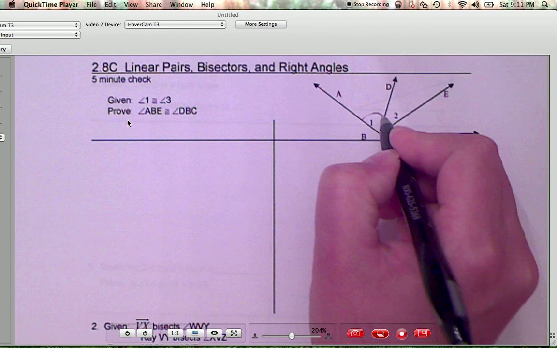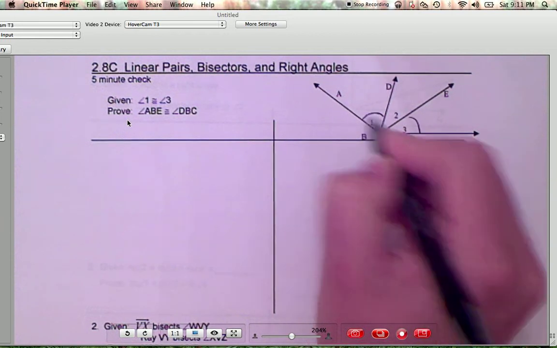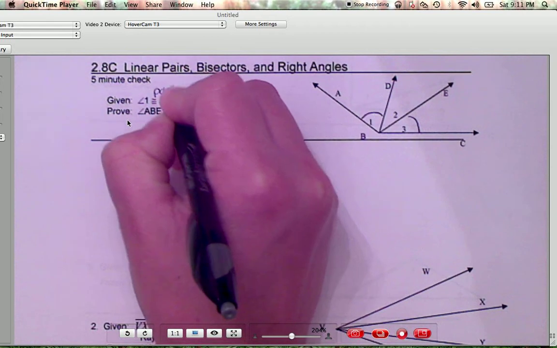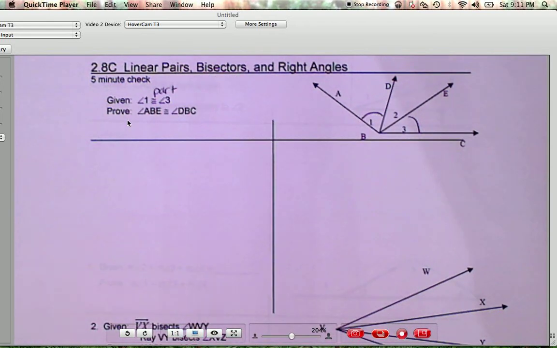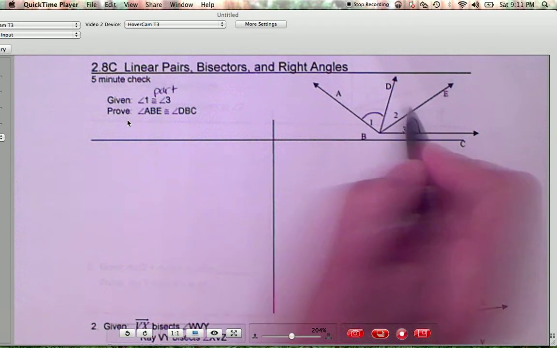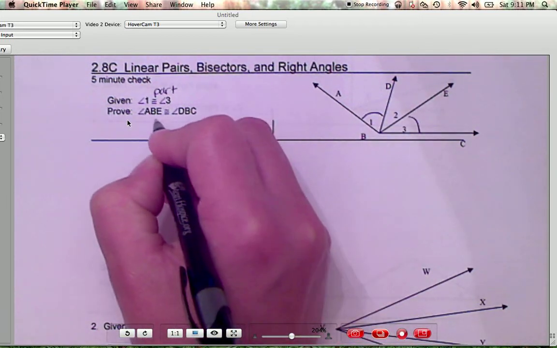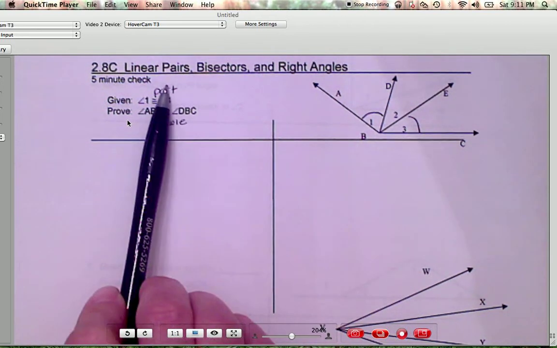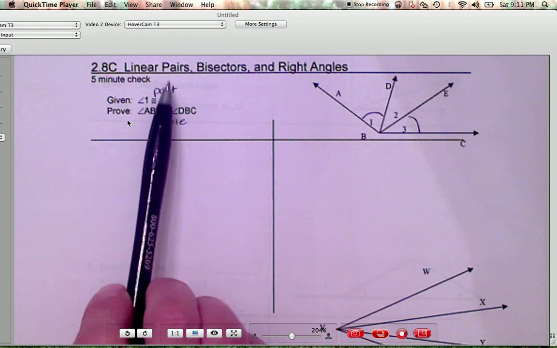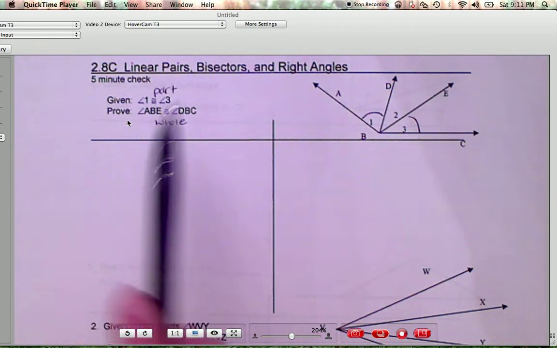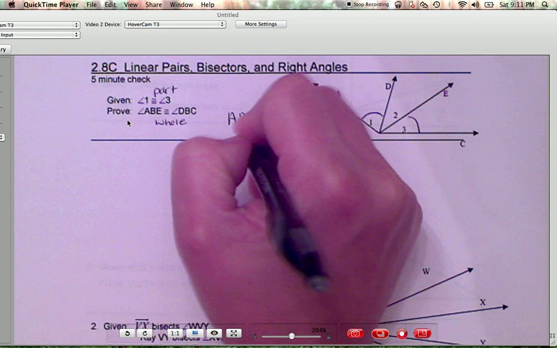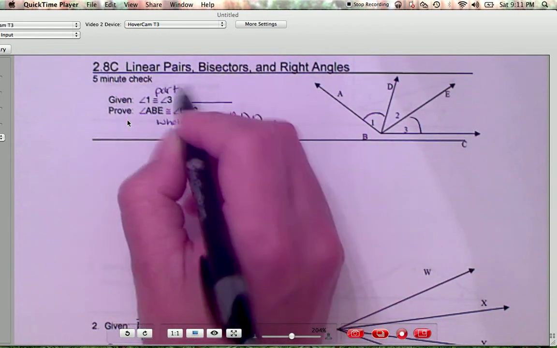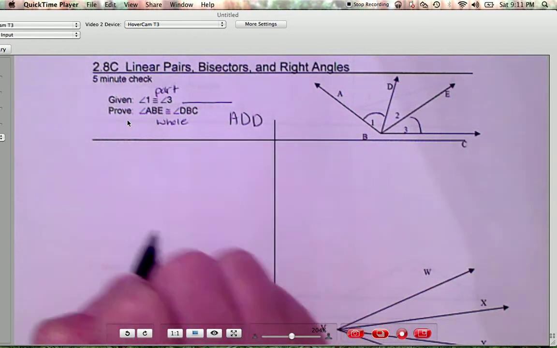Angle 1 and angle 3 are your given, so we mark those being congruent, and those are each an individual angle, so that would be part. Angle ABE is made up of multiple angles, and DBC, so that would be whole. So you have to ask yourself, if I started with a part and I need to get to a whole, would I add to get to the whole or subtract to get to the whole? And this should be an add. And we're actually missing a second part here, and you're going to add those two parts together to get the whole.